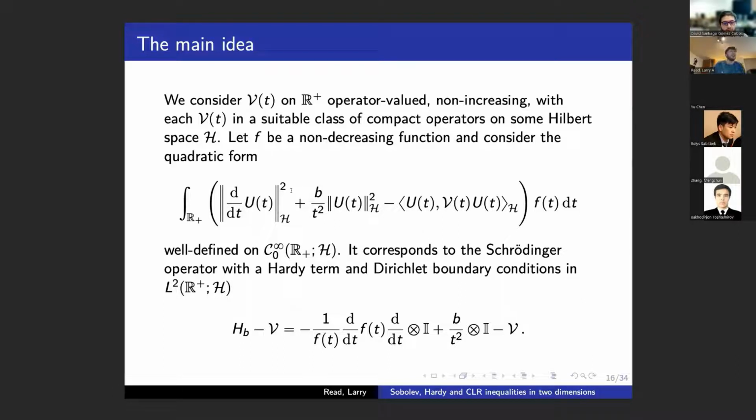You can convince yourself that in the case where H is just taken as R, this is just the standard quadratic form of the Schrödinger operator with the Hardy term B over t squared, and some density here, F. It's well defined on the space of compactly supported smooth functions, and we can consider its closure as the corresponding self-adjoint operator that it defines, and that is a Schrödinger operator with some Hardy term and Dirichlet boundary conditions on the half line with values in this Hilbert space H. That is the following operator here.